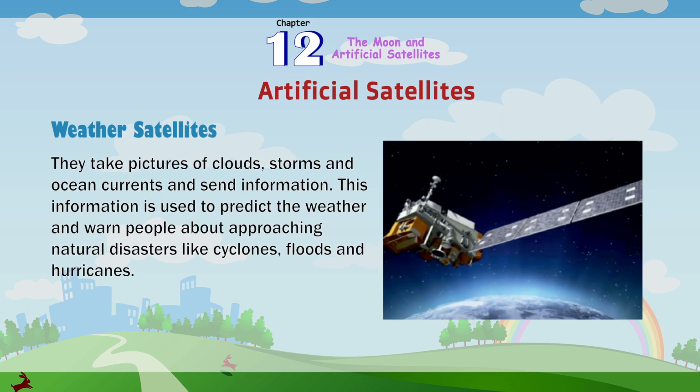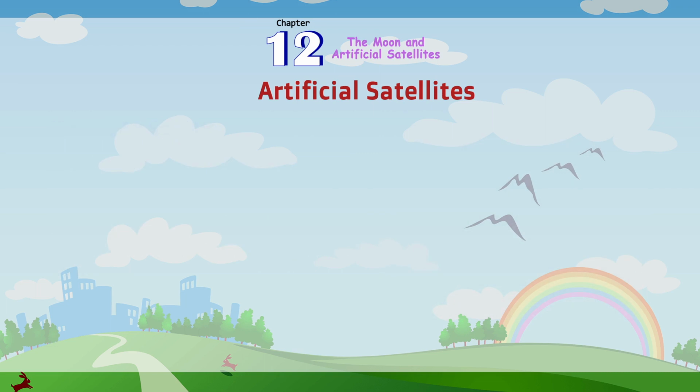Weather satellites. They take pictures of clouds, storms, and ocean currents and send the information. This information is used to predict the weather and warn people about approaching natural disasters like cyclones, floods, and hurricanes.